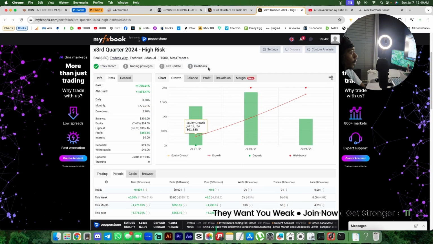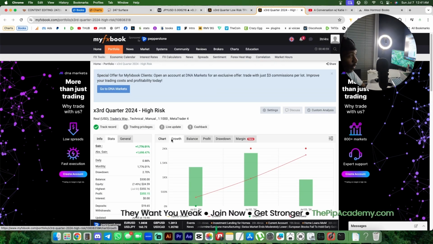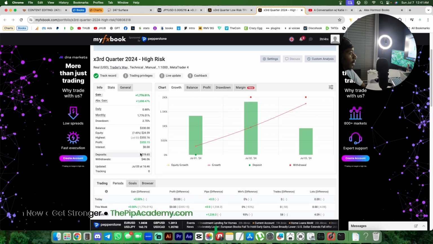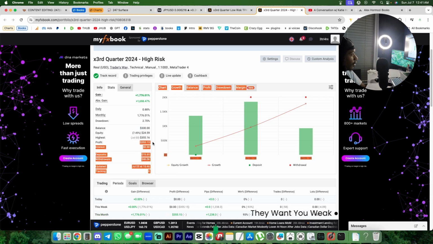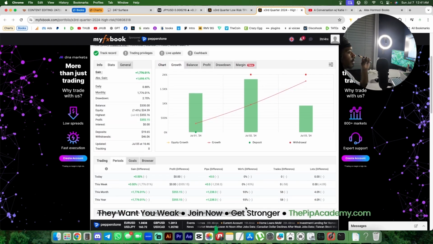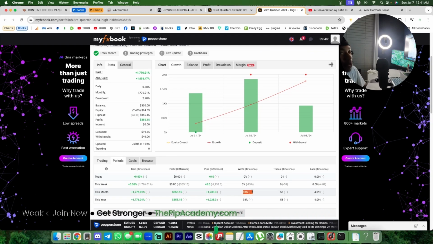over these first 4 days, Monday, Tuesday, Wednesday, Thursday, we have an increase like this, and from this we withdrew 46, and we started with 19, balance 330, profit 335 in total from the account, and you can see how much we placed, how many trades we took. 93% accuracy on this, pretty good.